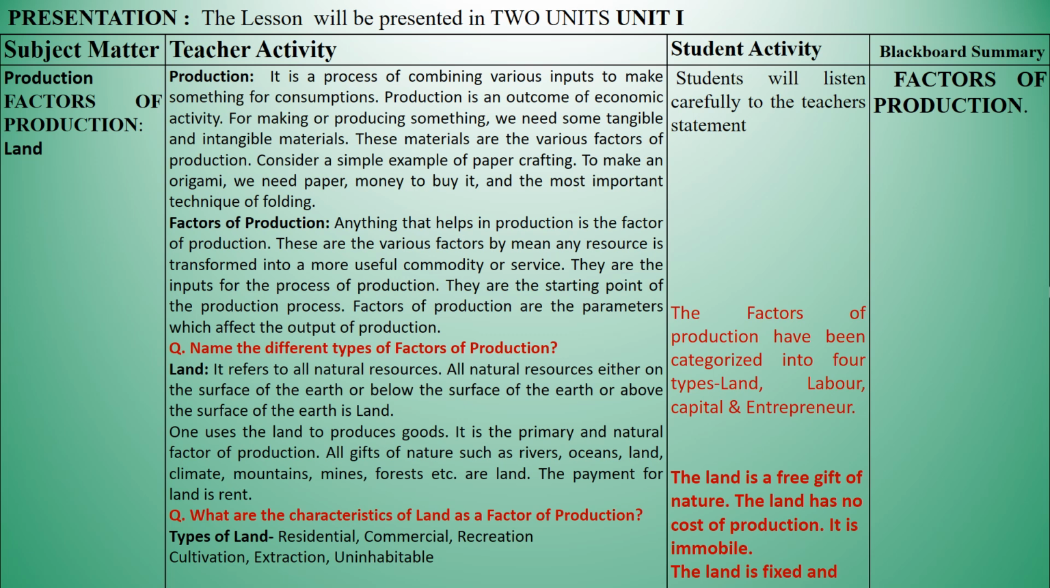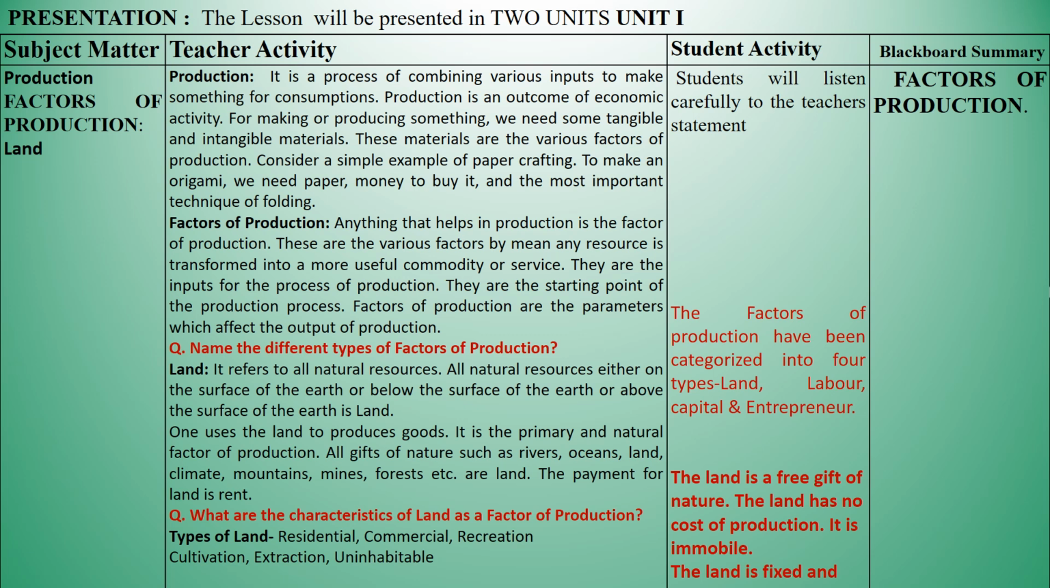Now in the first column of subject matter, I have written the main points of the teacher's statement, that is production and factors of production. In the teacher activity column, the teacher's statement has to be written, which is as follows. Production. It is a process of combining various inputs to make something for consumption. Production is an outcome of economic activity. For making or producing something, we need some tangible and intangible materials. These materials are the various factors of production.